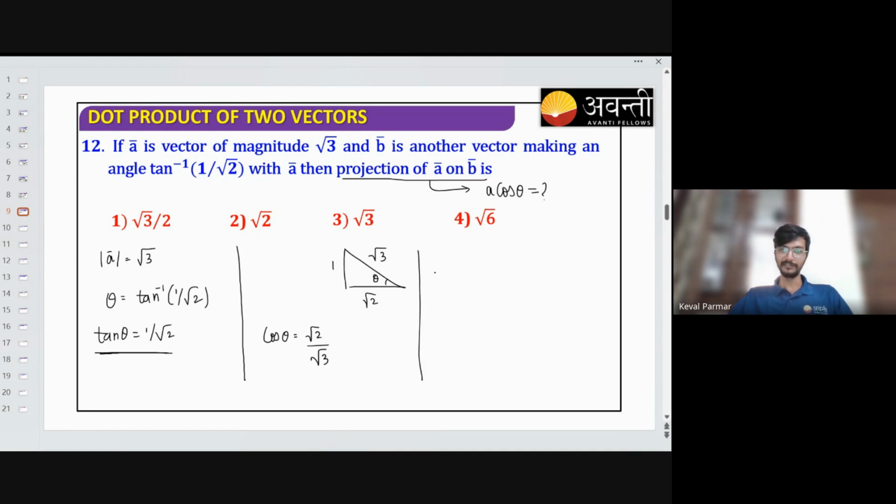So what is my answer? A cos theta will be equal to, A is root 3 here given, into root 2 upon root 3. So root 3 and root 3 will get cancelled. My answer will be root 2. Simple. So my answer is option two. This is also a good question, which is based on trigonometry and vectors. Here we use trigonometry. Correct? Let's see the next question.